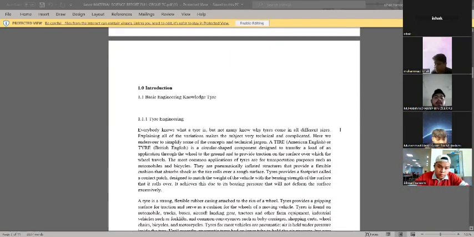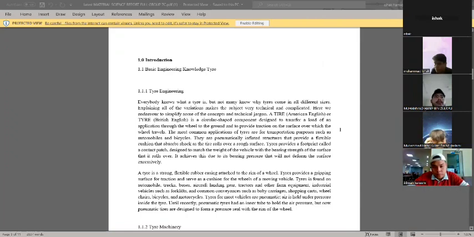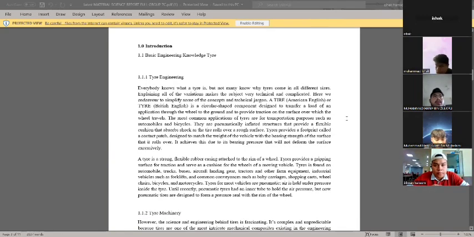Okay, about tire. Everybody knows what a tire is, but not many know why tires come in all different sizes. In American English, it is spelled TIRE, and in British English, it is spelled TYRE. It's a component designed to transfer a load of application through the wheel. A tire provides a footprint called a contact patch, designed to match the weight of the vehicle with a bearing strength.